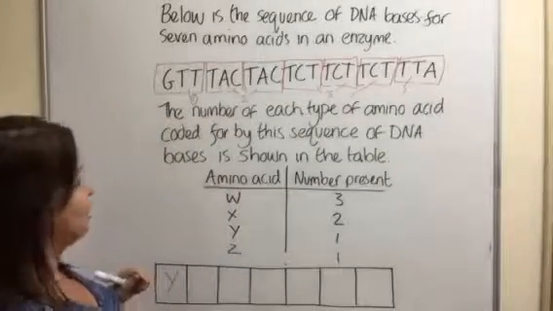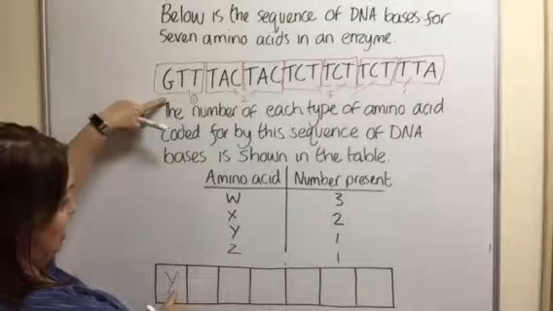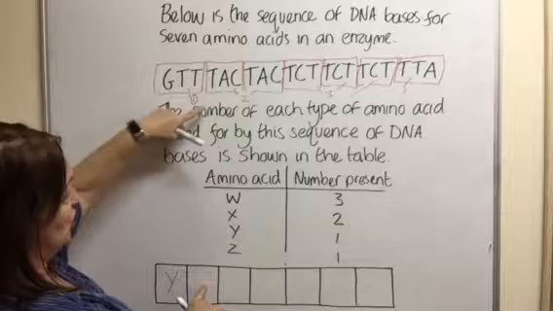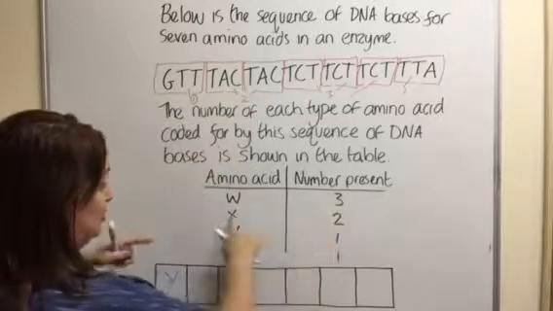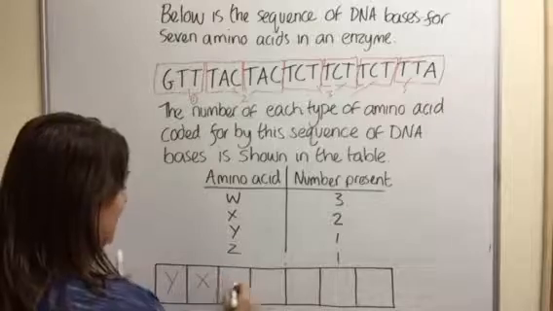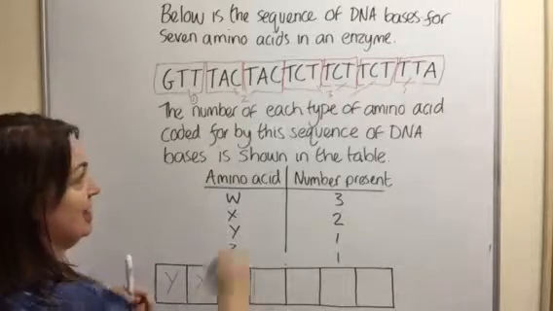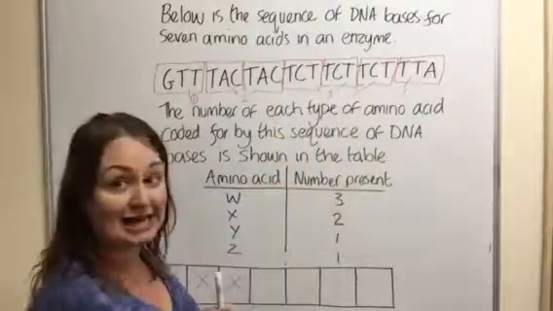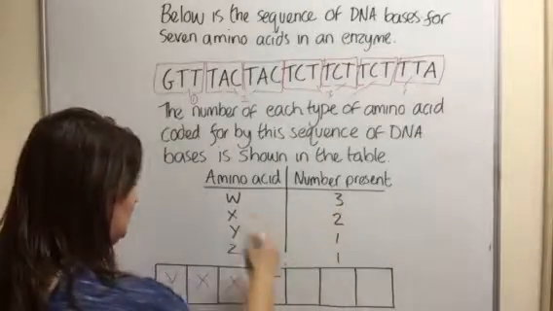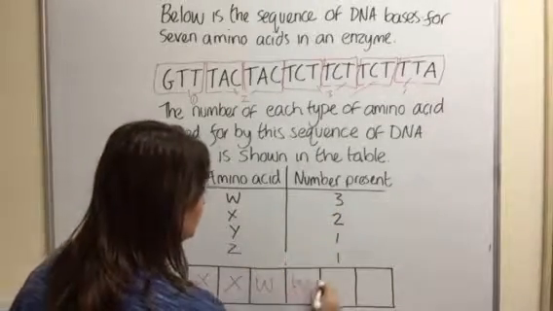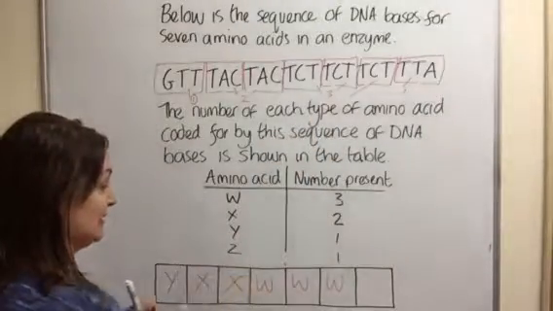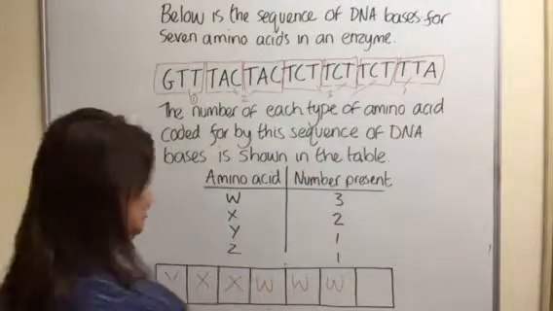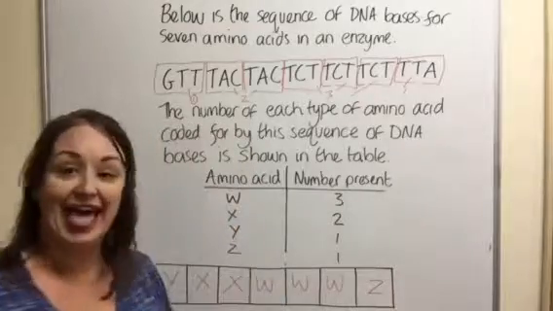So, therefore, I've got my Y in there. Then I've got the ones that come twice, TAC and TAC. So that must be X and X. Then I've got the one that comes 3 times, one after the other. So that must be this one, W, W, and W. And then the last one on the last base sequence is Z. So that will go in there.